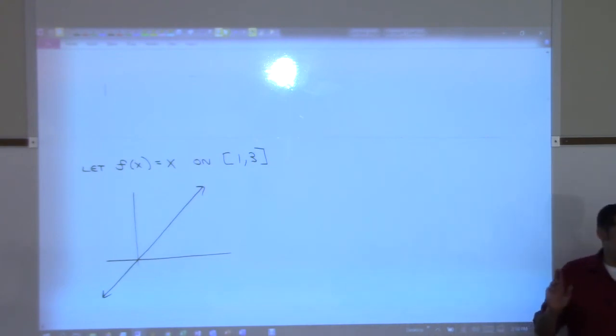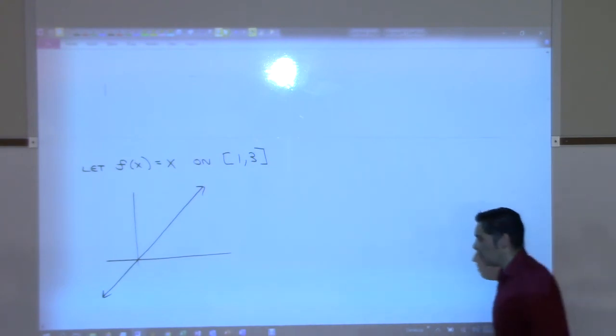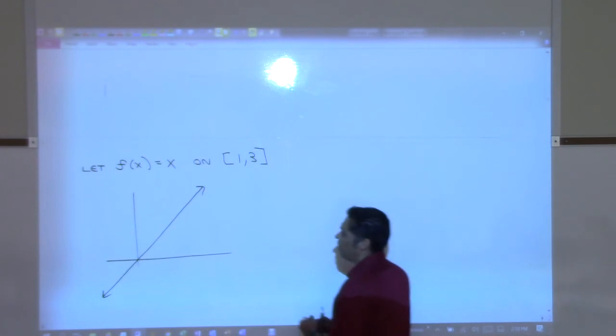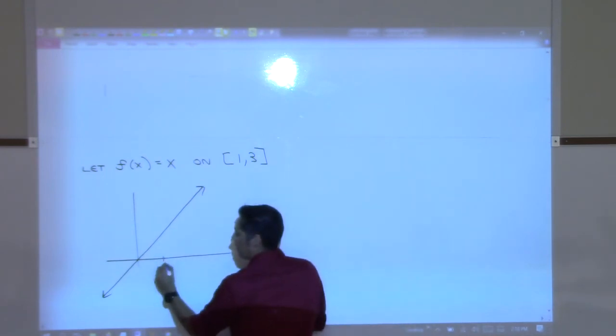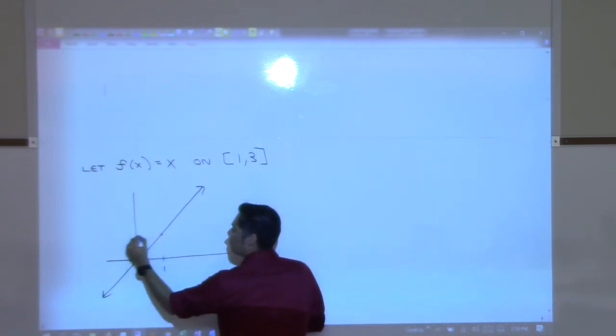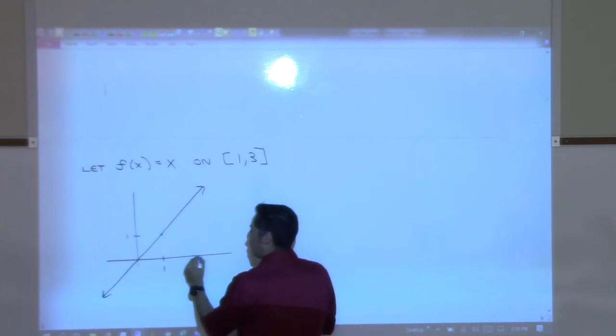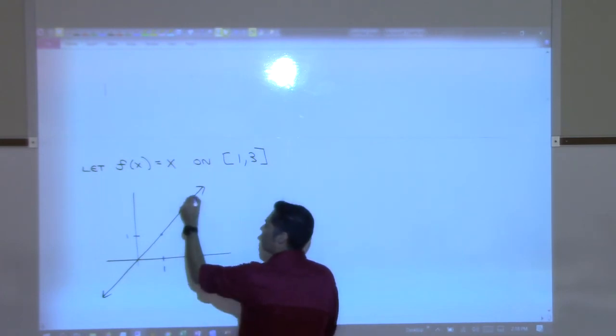Let's look at it just between 1 and 3. So what is the value of this function at 1? 1. At 1, we're up here at 1. And at 3, where are we? 3, we're up here at 3.